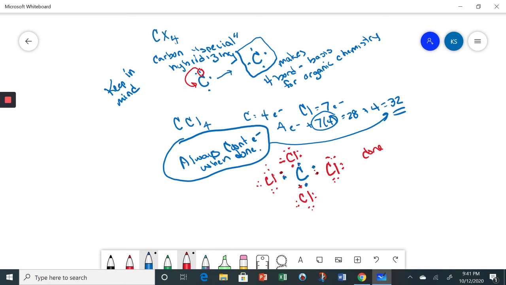Okay, so that's CCl4. Same thing can go, if I want to do CH4, the difference is I have 4 valence from carbon plus 4 times 1 from hydrogen. I have a total of 8 valence. Now I put hydrogens around.